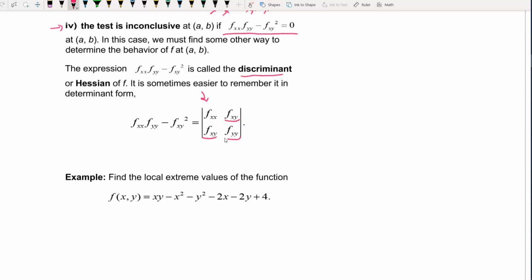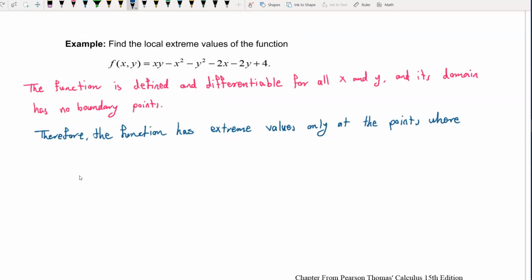Now here is an example. Find the local extreme values of the function f(x, y) = xy - x² - y² - 2x - 2y + 4. The function is defined and differentiable for all x and y, and its domain has no boundary points. Therefore, the function has extreme values only at the points where the partial derivative with respect to x equals 0 and the partial derivative with respect to y equals 0.